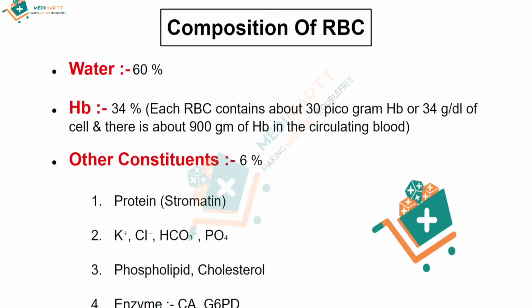What are the other constituents? The other constituents, which make up 6%, are protein, that is chromatin, then potassium, chlorine, bicarbonate, then phospholipid, cholesterol, and then enzymes. These are very important. G6PD is glucose 6 phosphate dehydrogenase.